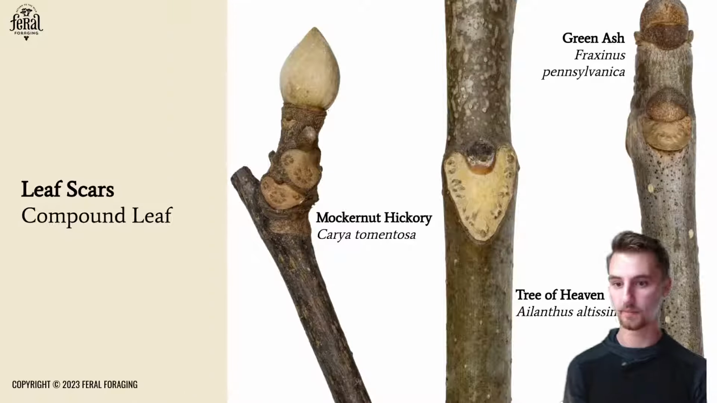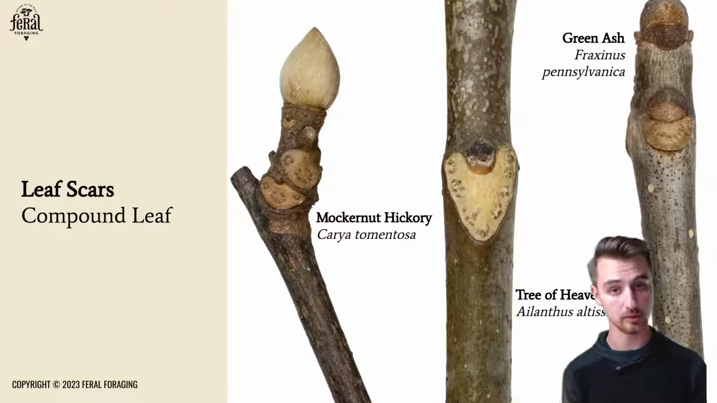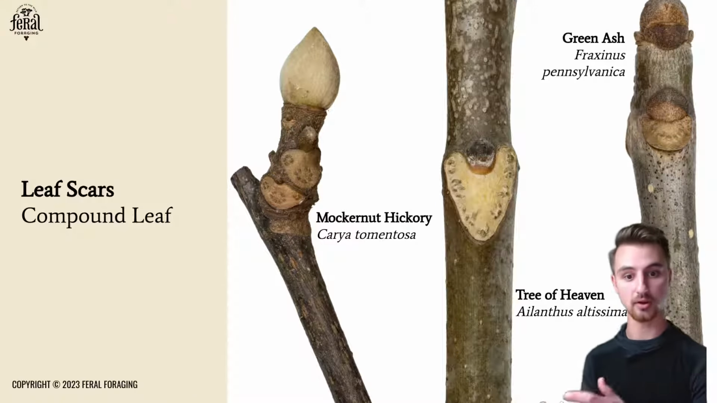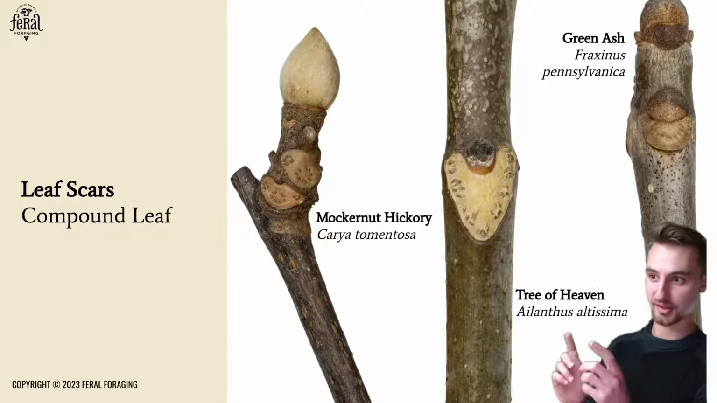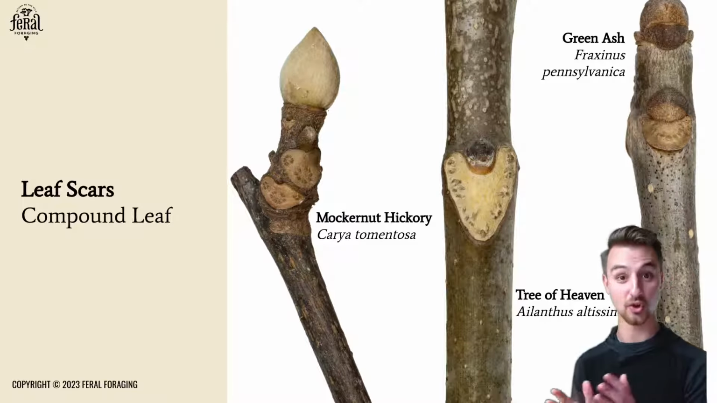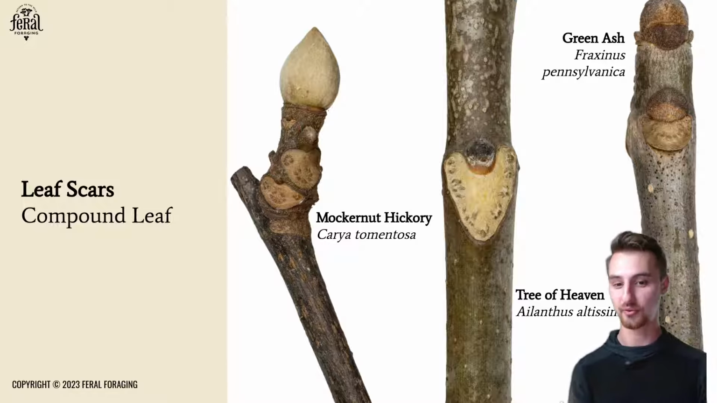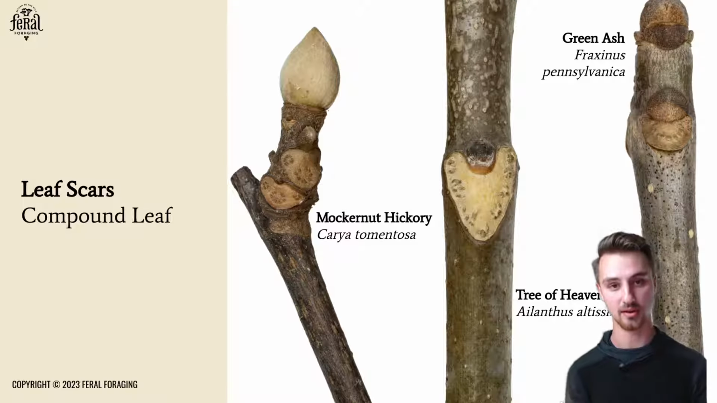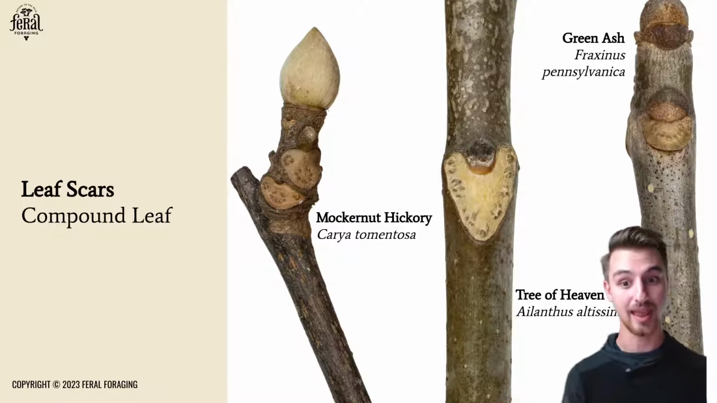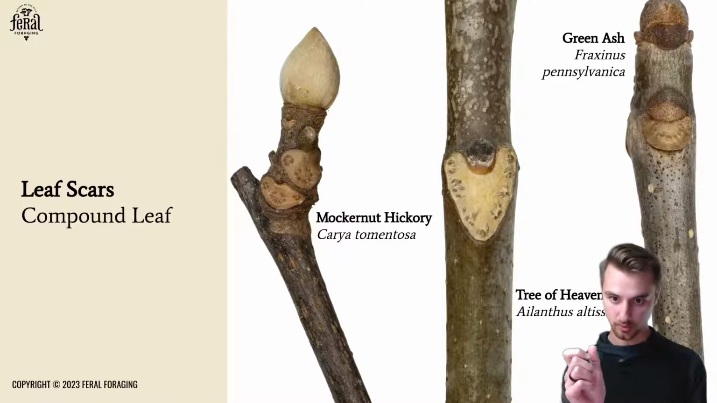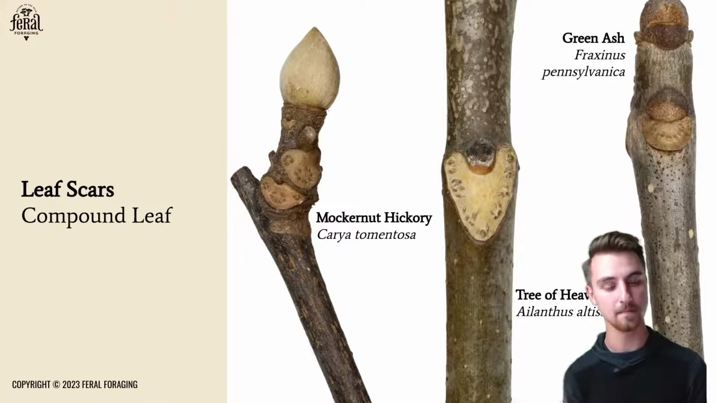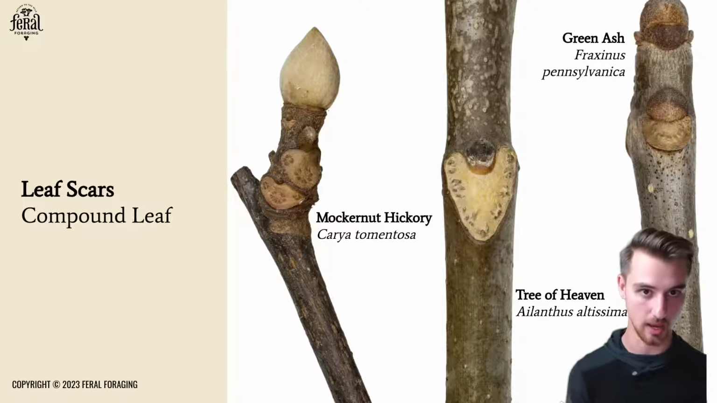So here are leaf scars from trees with compound leaves. Mockernut hickory, Carya tomentosa. I saw people talking about the term tomentose in the chat. So of course it's called tomentosa because of all the hairs that are on the twigs and the buds. You can see them a little bit towards the apex of the twig right there. Tree of heaven and green ash.